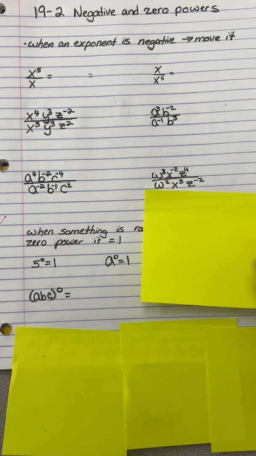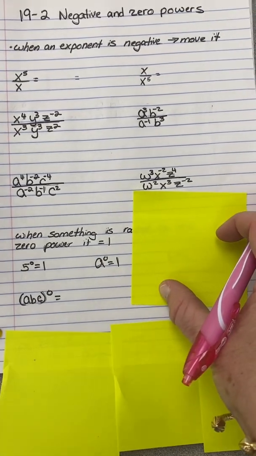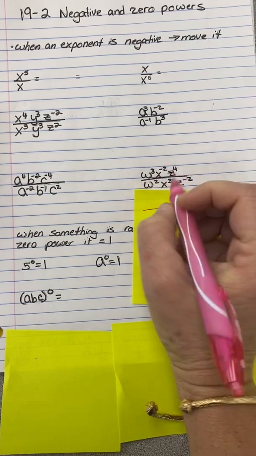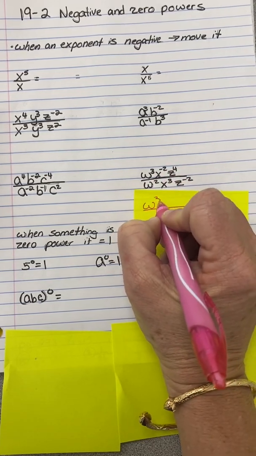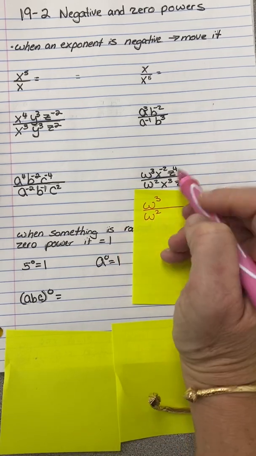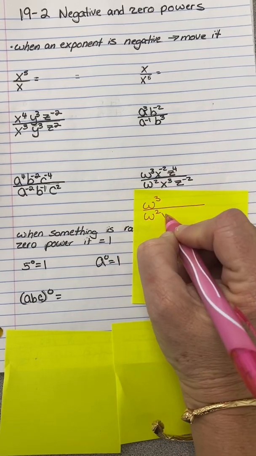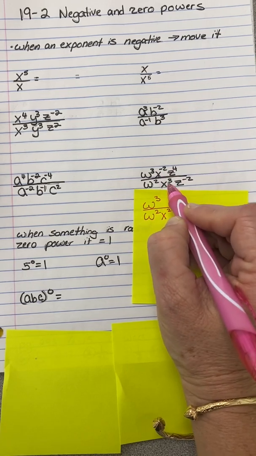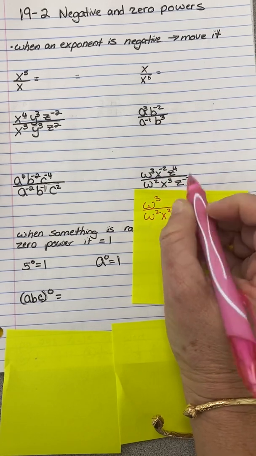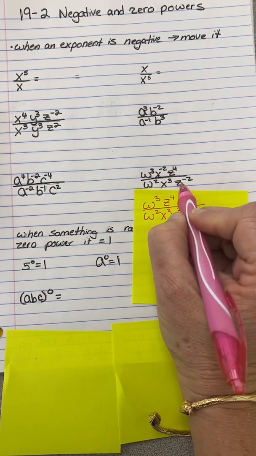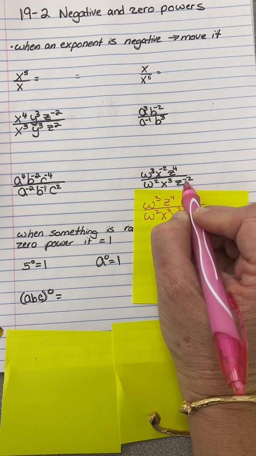So for here, we are going to leave and stay. W to the 3rd power is positive, so I'm going to leave it. W squared, positive, so it's going to stay. X to the negative 2, I move it and it turns positive. X cubed stays because it's positive. Z to the 4th stays because it's positive. Z to the negative 2 moves because it's negative, so I move it on top.